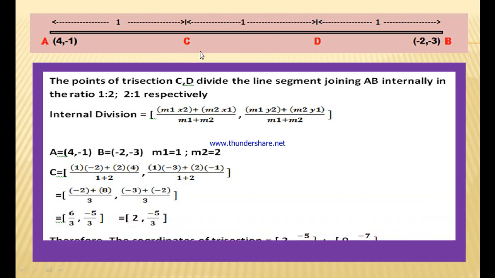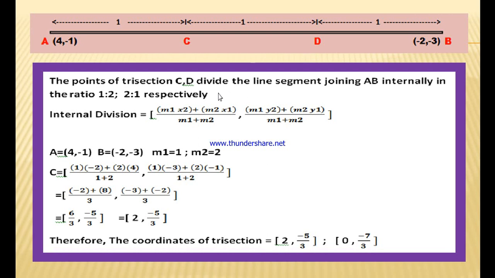Now we have to find the coordinates of C and the coordinates of D also. The formula to find internal division: (m1 x2 + m2 x1) by (m1 + m2), (m1 y2 + m2 y1) by (m1 + m2). In order to substitute these values, you need x1 y1, x2 y2 and m1 m2. You see the coordinates of A, 4, -1, are x1 y1, and the coordinates of B, -2, -3, are x2 y2. And in order to find C, m1 is to m2, m1 is 1 and m2 is 2.